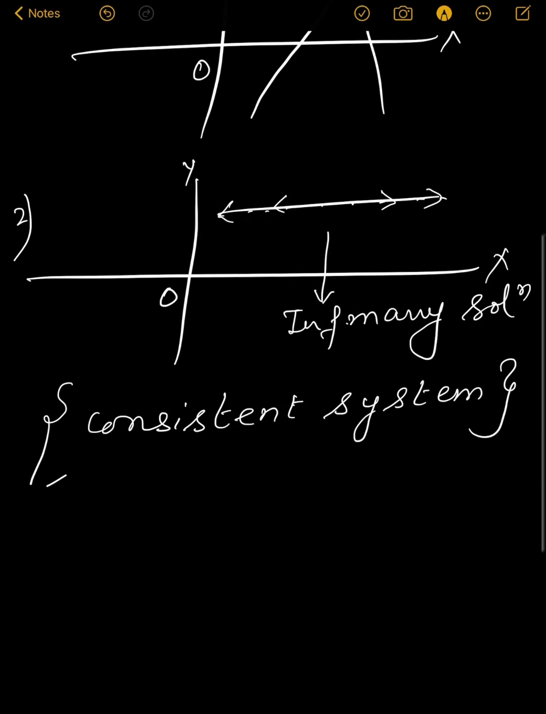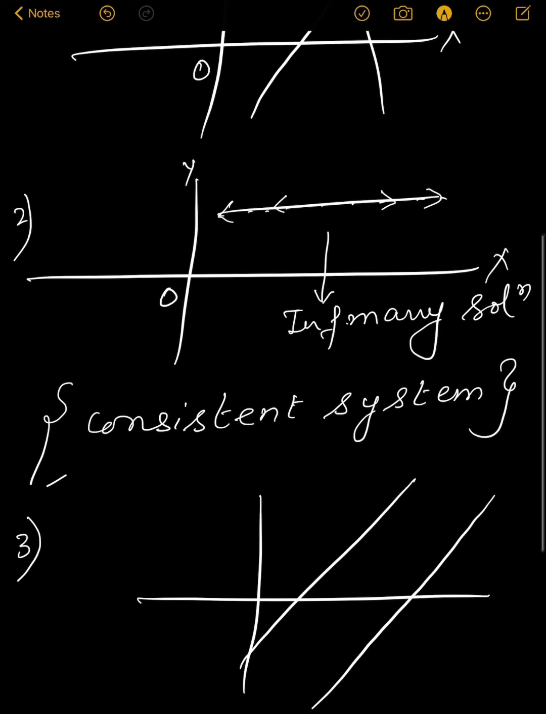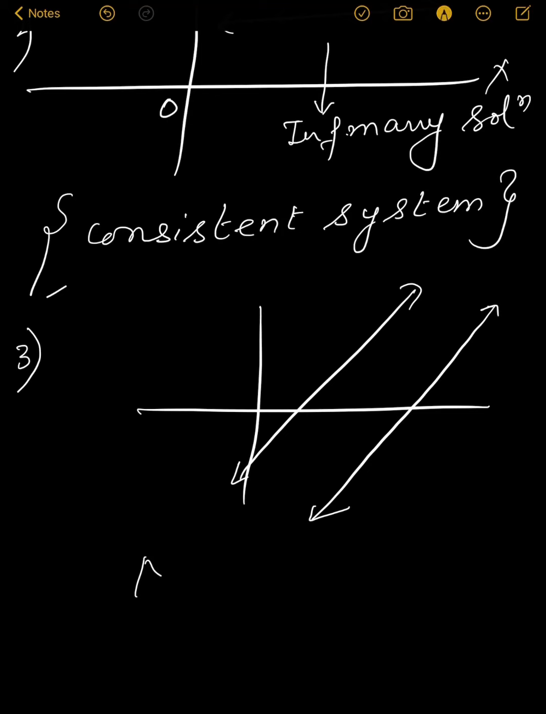Now move to the third option. In case you get parallel lines. Parallel lines means they never intersect or they never meet each other. In that case, we cannot find a common point between them. Therefore, this is called the no solution case. No solution, and in this case we call it an inconsistent system.